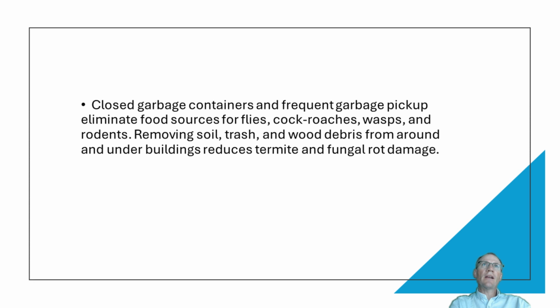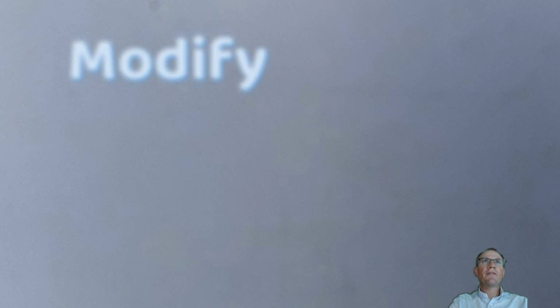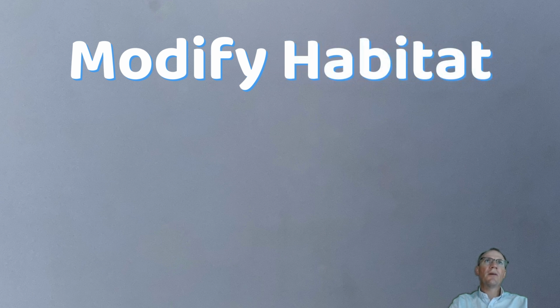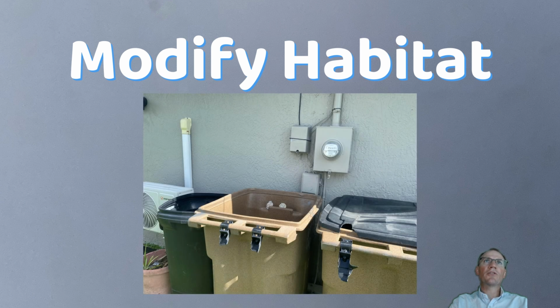Here's another big one I come across all the time. You need to make sure that you close garbage containers and have frequent garbage pickup, to eliminate food sources for flies, cockroaches, wasps, and rodents. Removing soil, trash, and wood debris from around and under buildings reduces termite and fungal rot damage. What we're talking about here is the fact that we need to modify the habitat in these areas. I can't tell you the number of customers I've had through the years that have had open garbage cans or dumpsters wide open behind commercial buildings.